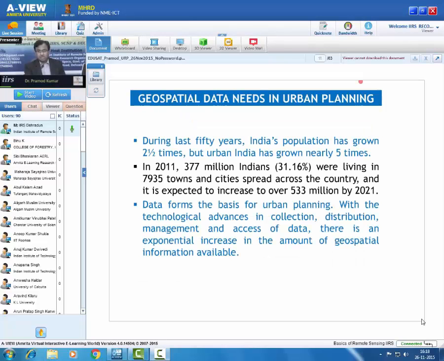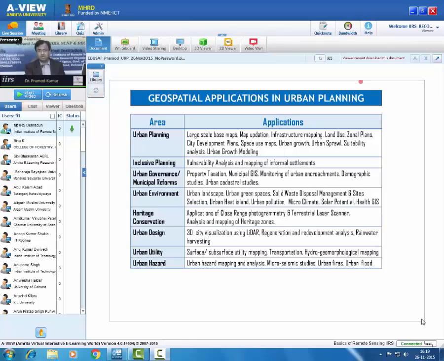Now, when you look at this data, we find that though India's population has grown 2.5 times, urban India has grown nearly 5 times. As we have seen in the previous slide, in the 2011 census, 377 million Indians were living in 7,935 towns and cities spread across the country. It is expected to increase to over 533 million by 2021. Now there is a need for planning, and for planning we need data. So where does the data come from? Remote sensing, GIS and several other technological interventions provide the data.